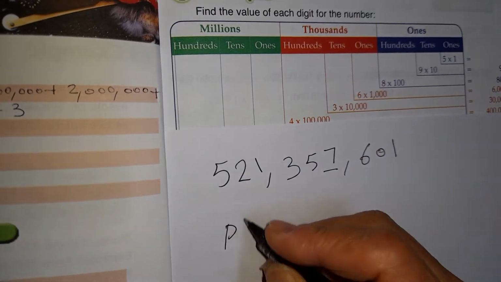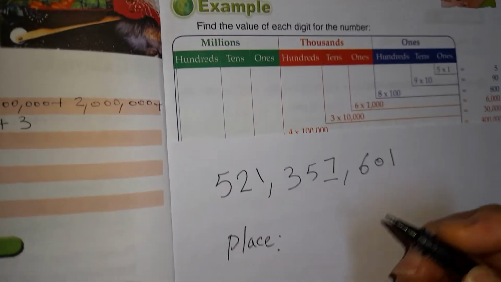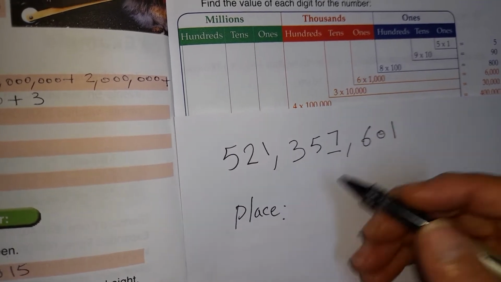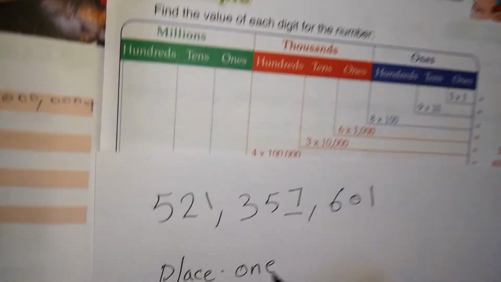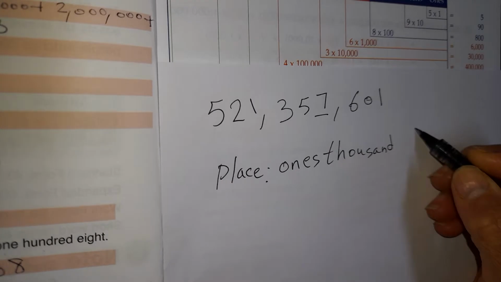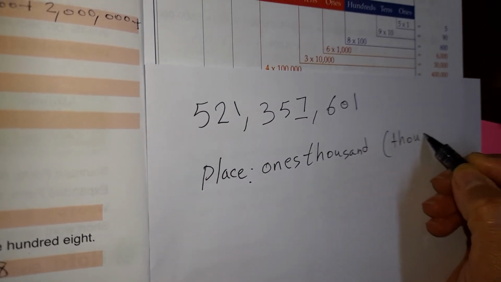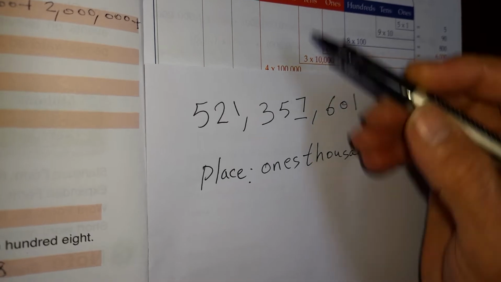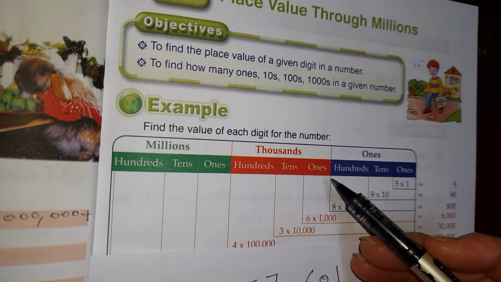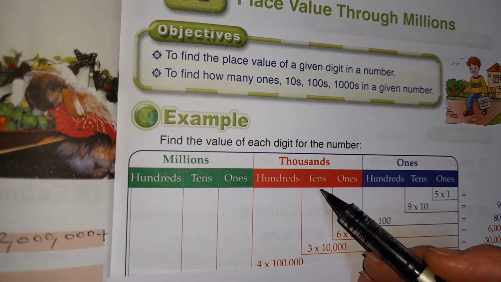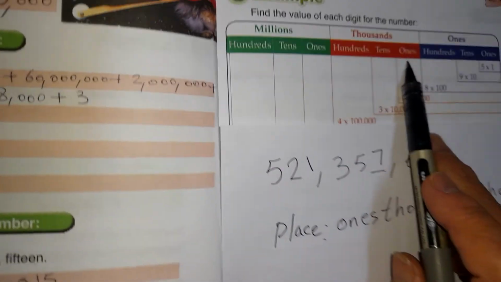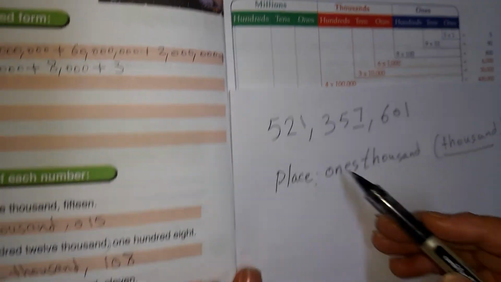So I will write place. I will write once 1,000, or you can write 1,000 only. No need to write once if you want. If you say 1,000, it means once, but you need to write 10,000 or 100. But if you use the word 1,000, it means the first place in the 1,000. Now, this is the place.